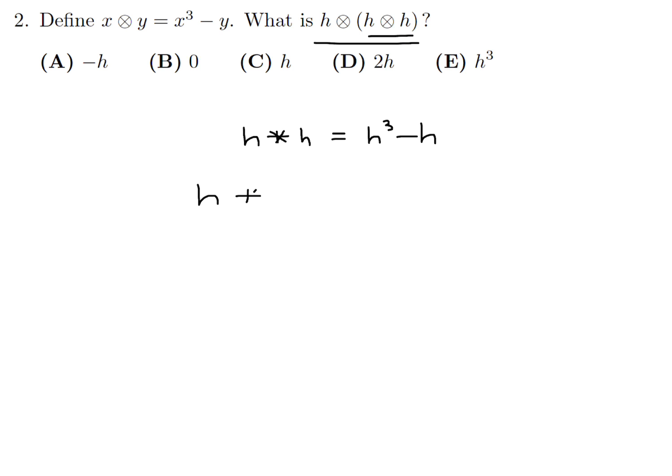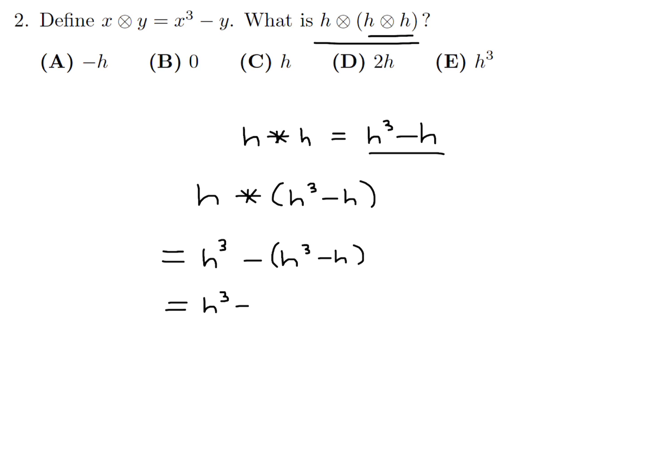So it'll be h symbol this, which we just figured out as h cubed minus h. And then using our definition, that becomes h cubed minus h in brackets. So if you expand, you get h cubed minus h cubed plus h, and therefore that is just h. So number 2, the answer is C.